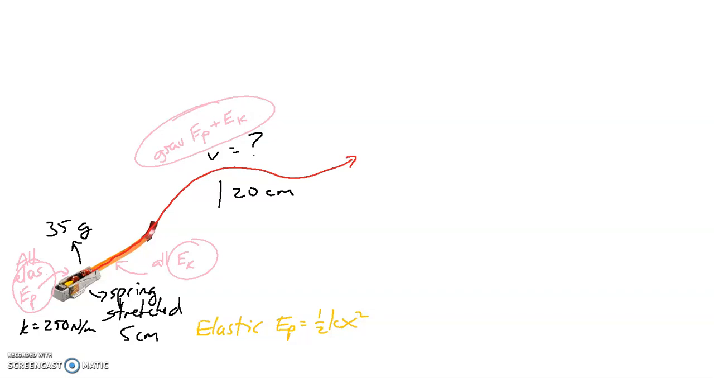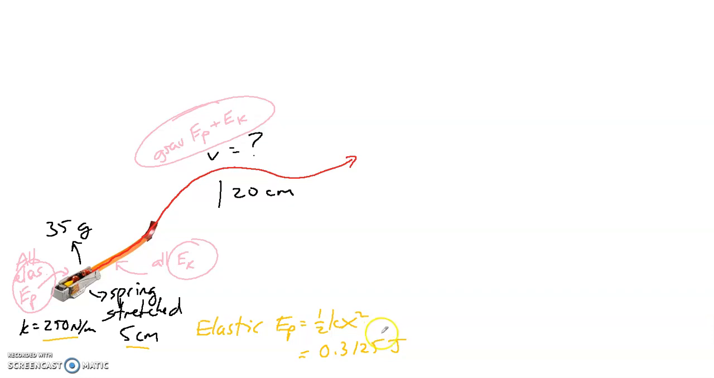All right, so I've got the 1/2 kx squared, the 1/2, the k value, there it is. I've got the x value, make sure you change that into meters, and I get 0.3125 joules. So there is my elastic energy I'm starting with. Now that'll be my total energy for the entire situation. No matter where I go, my total energy is not going to change.